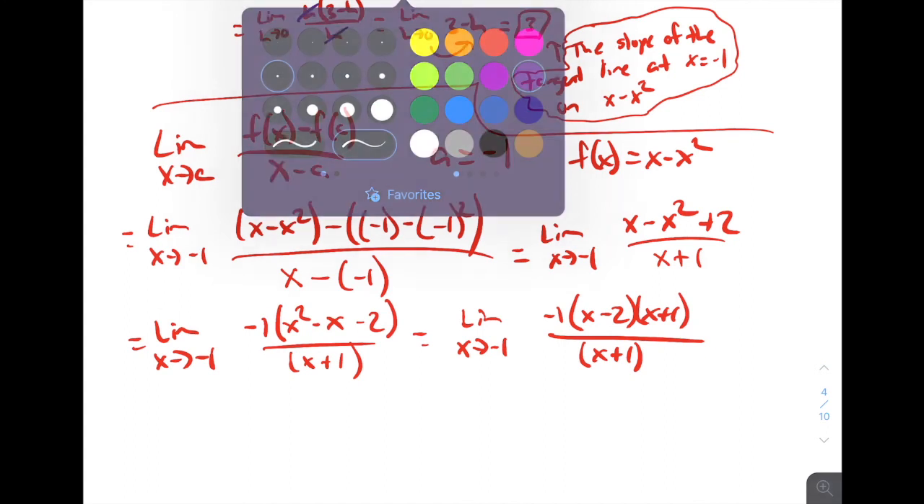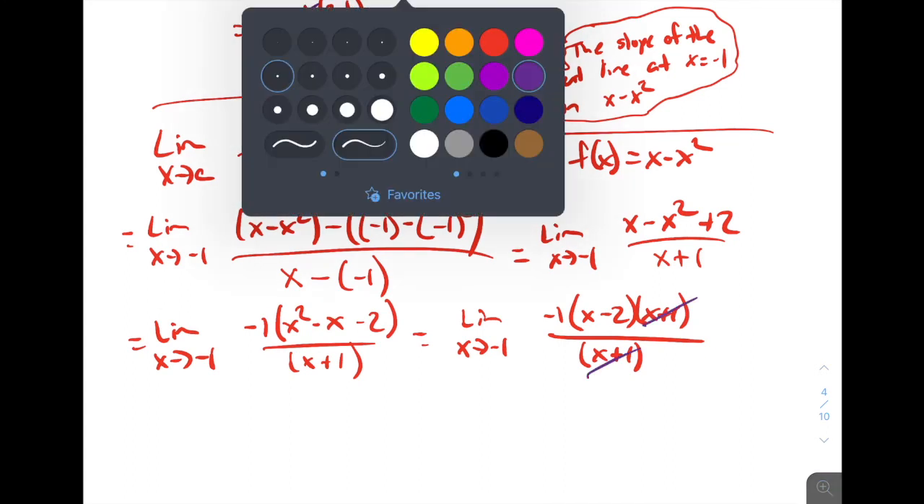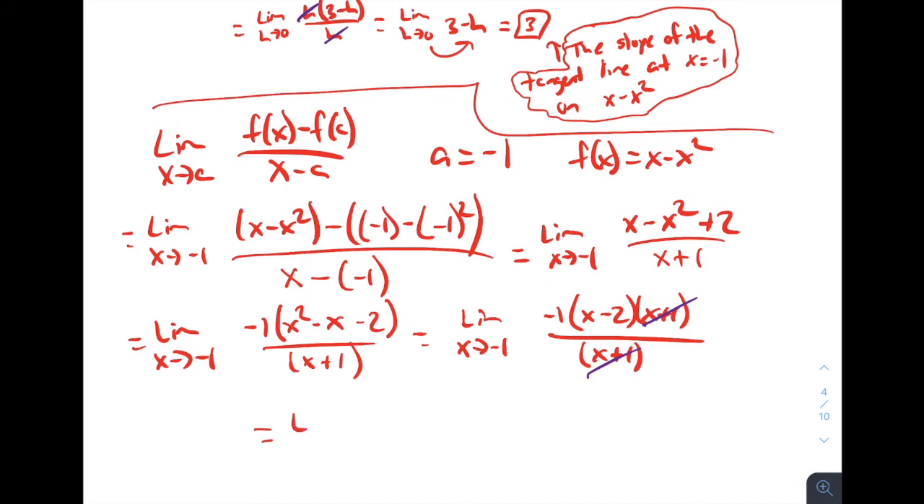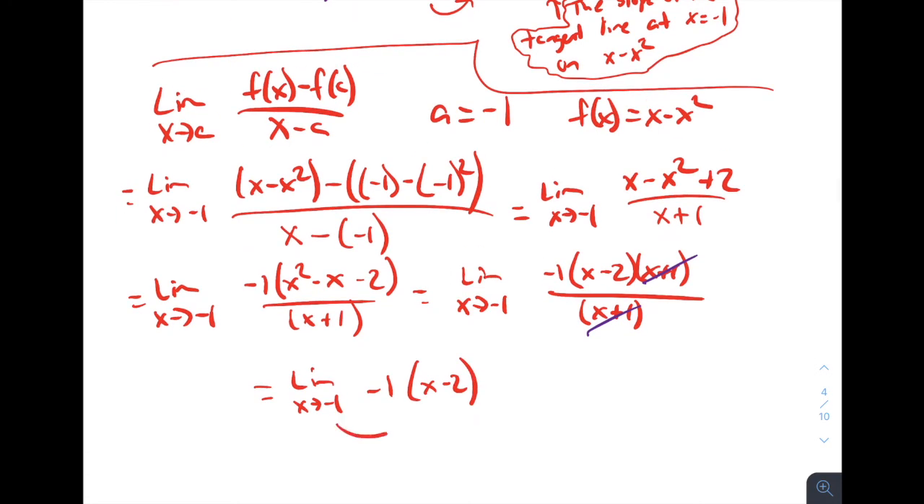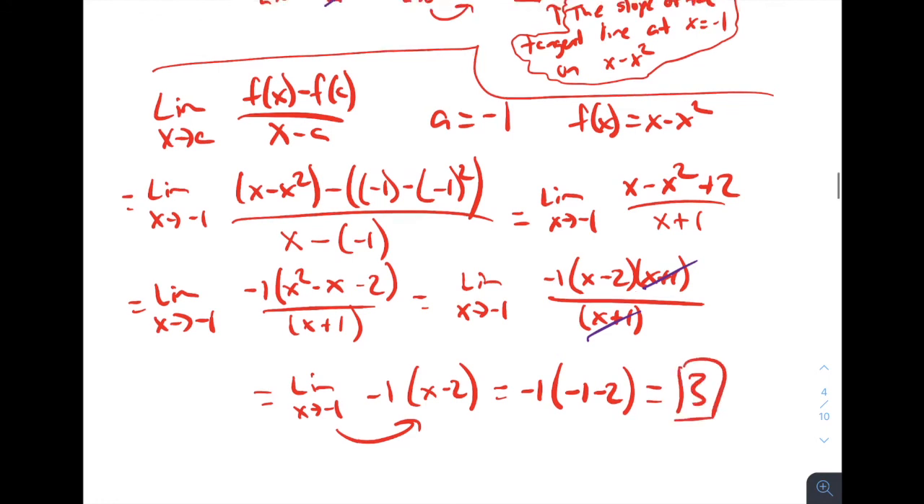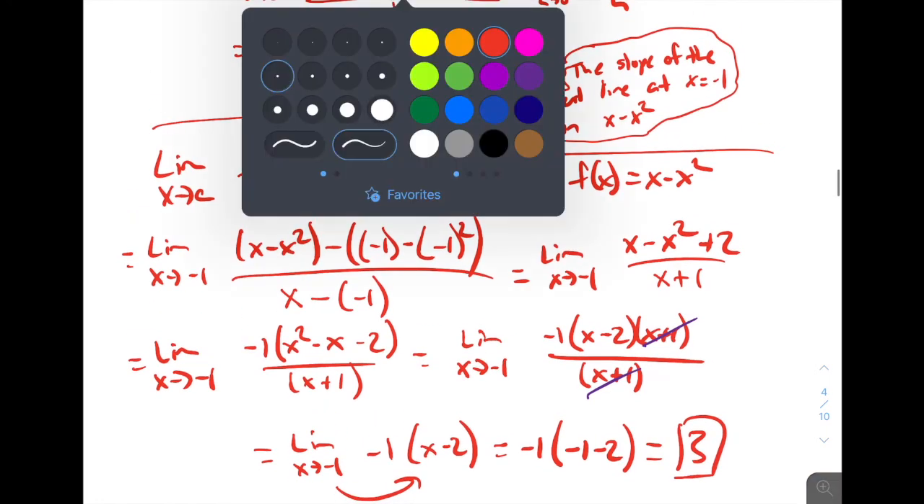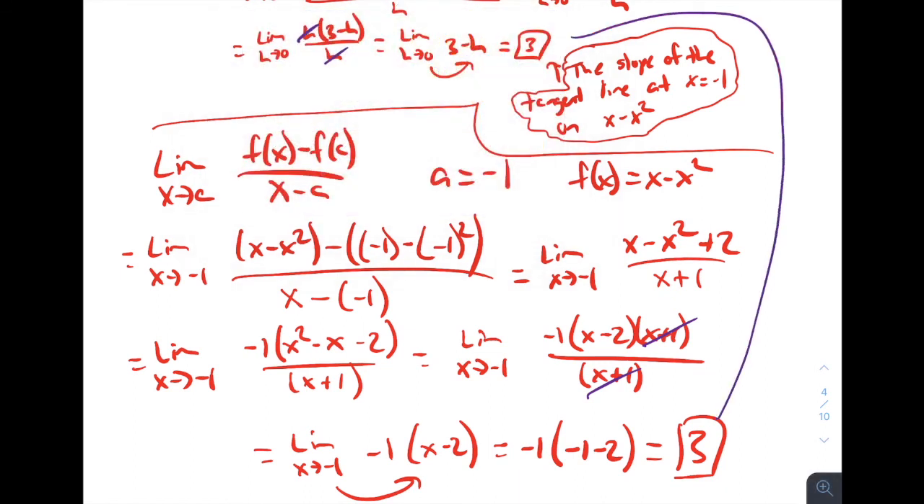Luckily for us, we see some factors that cancel each other out. And so we can see that this is going to become the limit as x approaches -1 of just -1 times x minus 2. We're into the direct substitution phase, so we plug in for that x as -1. This is going to be -1 times (-1 minus 2). Negative 1 minus 2 is negative 3. Negative 3 times negative 1 is positive 3. Hey, that's the same answer as what we had up here.